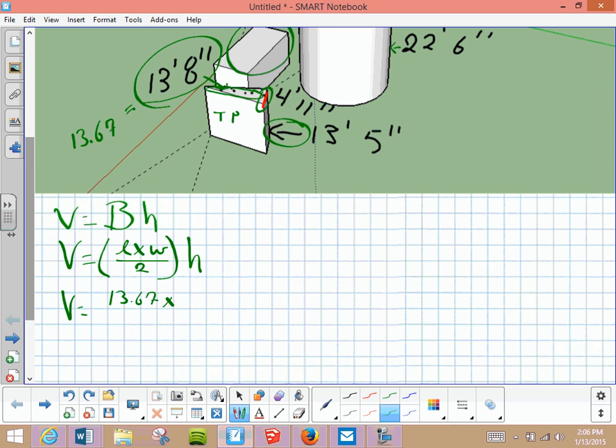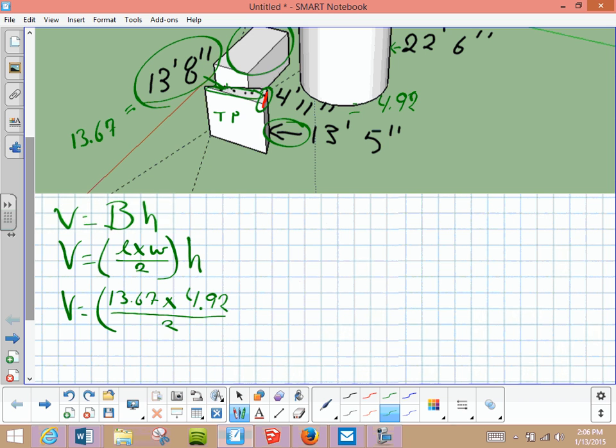13.67 times, what is the base? It is 4 and 11. So 4 point what? What is 11 over 12? 0.916. So I'm going to round to 0.92. So 4.92. You won't have to do much of that because you're using calculators, but I want you to understand, at least when you're doing it by hand, round. It makes it so much easier.